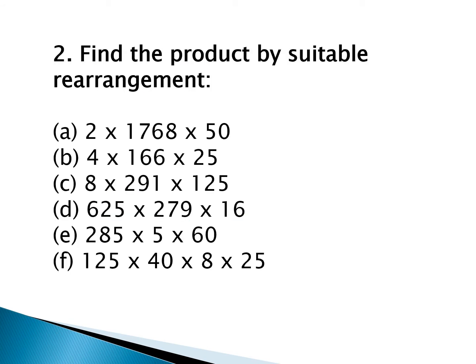Now children, question number 2 is find the product by suitable rearrangement. Now in this question, there is a multiplication sign, so it is clear that you have to find the product. Now suitable rearrangement means that you have to change the order of the terms to make your sum easier. As we have done earlier, our aim should be to get the number in tens or in hundreds form. So let's start our questions.